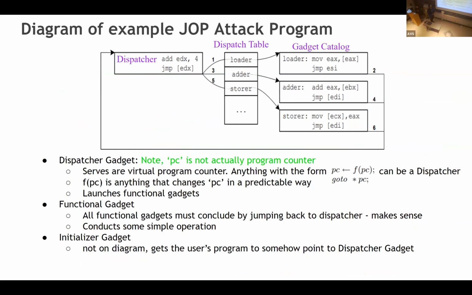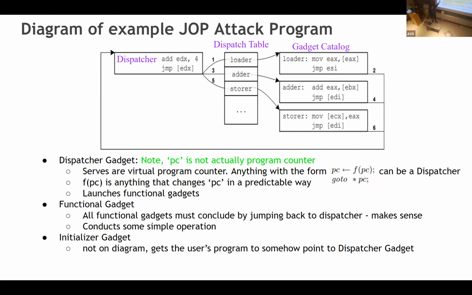Here's an example of a jump-oriented programming attack, and these are the three different types of gadgets used in jump-oriented programming. This diagram highlights two of them, the dispatcher and the functional gadget, but let's first talk about the dispatcher gadget. The dispatcher gadget, as I mentioned earlier, serves as the virtual program counter. Something really cool is that any instruction with a form of some function applied to the program counter and then going to that program counter can serve as a dispatcher gadget. So it's pretty much anything that can change the program counter in a predictable way.